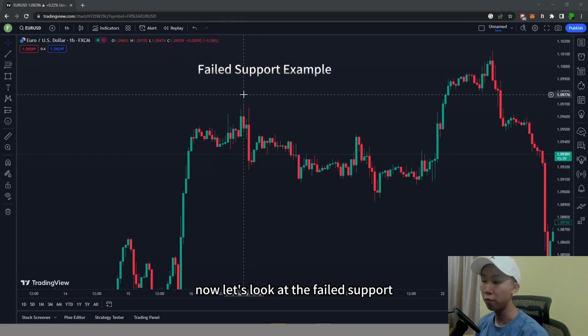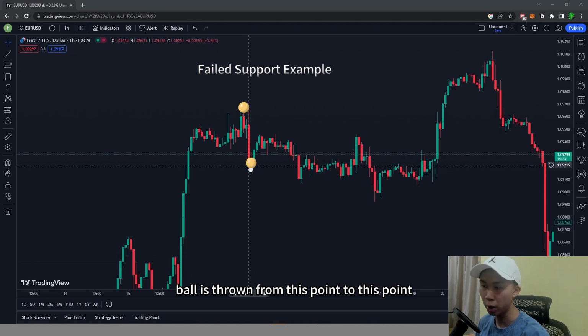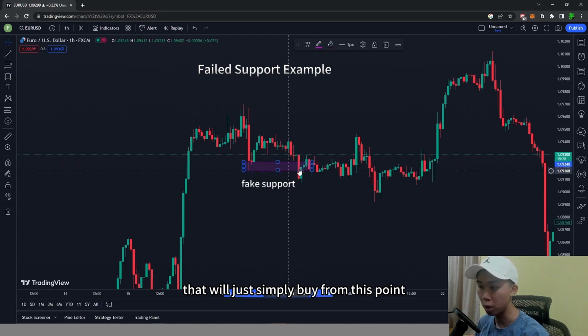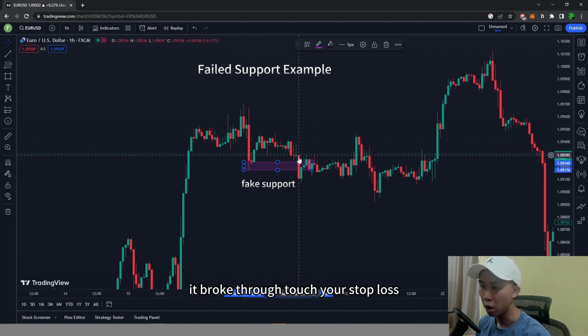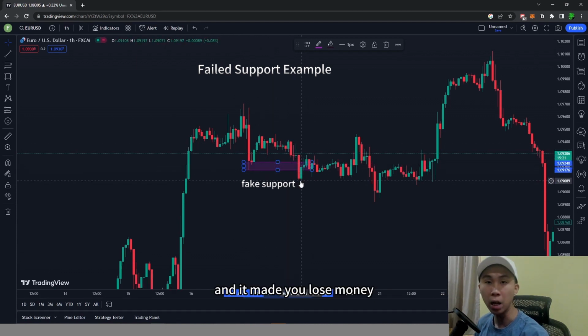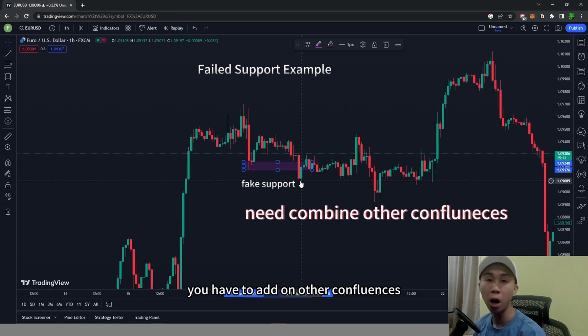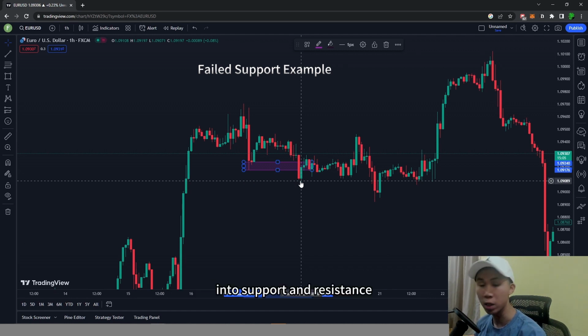Now let's look at the failed support. As you can see here, ball is thrown from this point to this point and it rebounded. So there will be beginner traders that will simply buy from this point when price comes back to revisit this support over here. And look what happened. It broke through, touched your stop loss, and made you lose money. So you cannot just use support and resistance and trade based on it. You have to add on other confluences. Don't worry, in future videos, I'll teach you how to add more confluences into support and resistance and make it a higher probability trade.